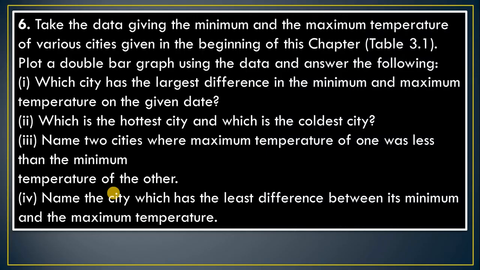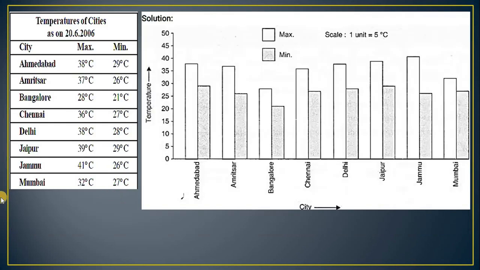Then the next one is number 6. Take the data giving the minimum and maximum temperature of various cities. Here plot the graph, and then on the basis of that some questions have been given. So temperature of cities is given in your textbook, and here you have to give the places' names, and here for temperature, there is a difference of 5 according to the value, and here you have to plot a double bar graph according to maximum and minimum temperature. First bar is maximum, second bar represents the minimum temperature, where 1 unit equals 5 degrees Celsius.